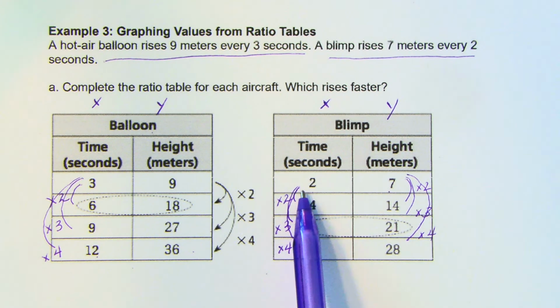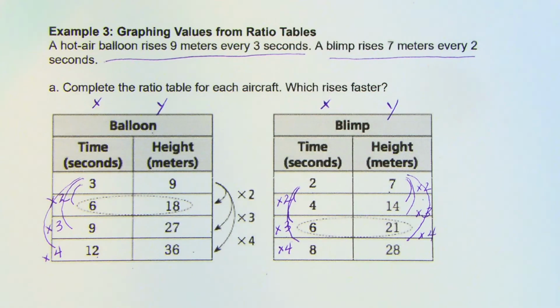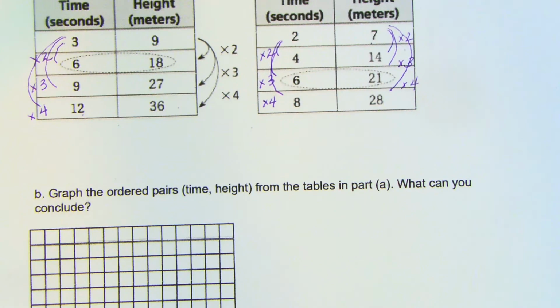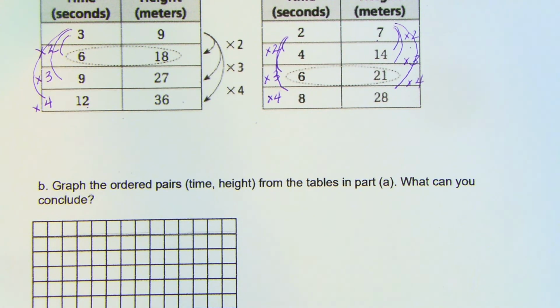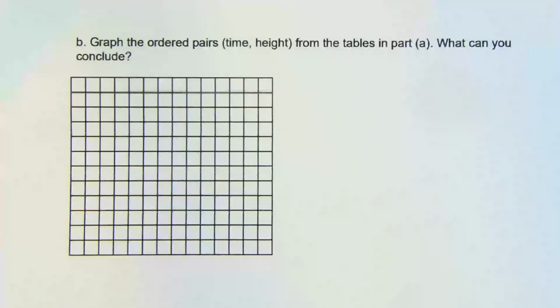Okay? Whatever you do to one side, you have to do the same thing to the other side so that they stay proportional, so that the rate stays the same. All right? You can't do one thing to one side and one thing to the other side, because then the rate is not constant. It's changing. It's not proportional. Okay, and then it asks you to graph that information. So we're going to push it up here. Let's see if I can get it. I'm going to have to kind of go back and forth. Okay, so we're going to graph the ordered pairs, time and height from the tables in part A.